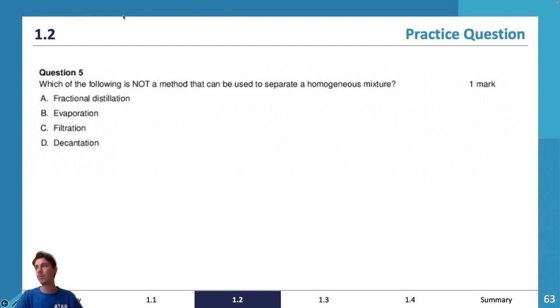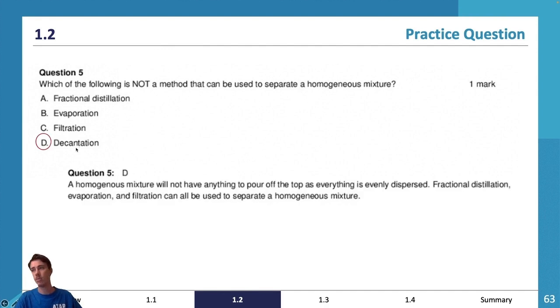So remember, when we went through this, to separate a homogeneous mixture, we need to use one of the first 3 methods. So we needed to use evaporation, filtration. Filtration got rid of the solids, evaporation got rid of the liquid and left the solid, and fractional distillation did the 2 liquids. Decanting is a little bit different. This is more for heterogeneous mixtures. As you can see here, you cannot pour off the top as something is evenly dispersed. Because they're evenly dispersed, you cannot use decanting.